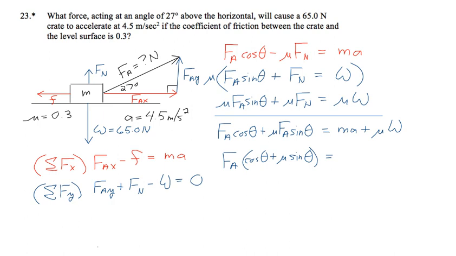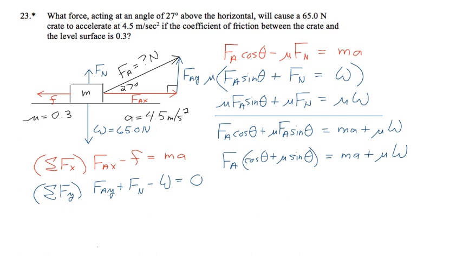When I was up here, I had 2 terms. Now after factoring that out, that's really considered one term. This is being multiplied by that, so it's separate from the FA. And the other side is MA plus mu W.